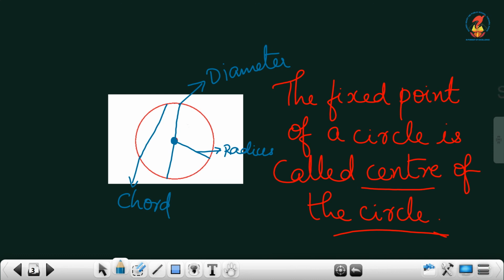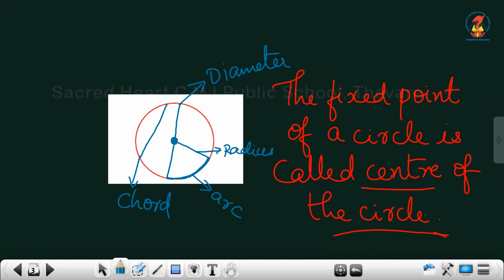And what is the next thing we studied? Arc of the circle. A part of the circumference, is it? If you are taking a part from the circumference, that's an arc of the circle. This is an arc. Okay.